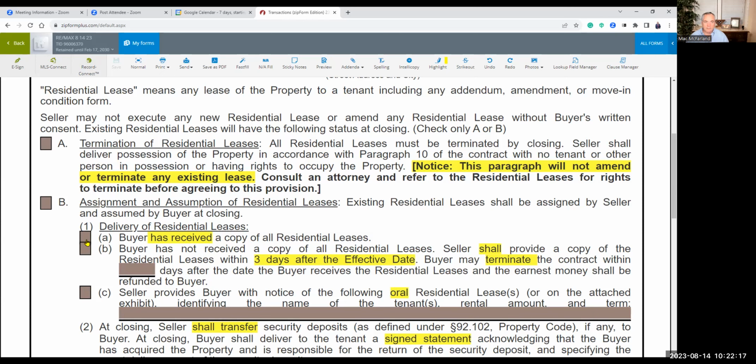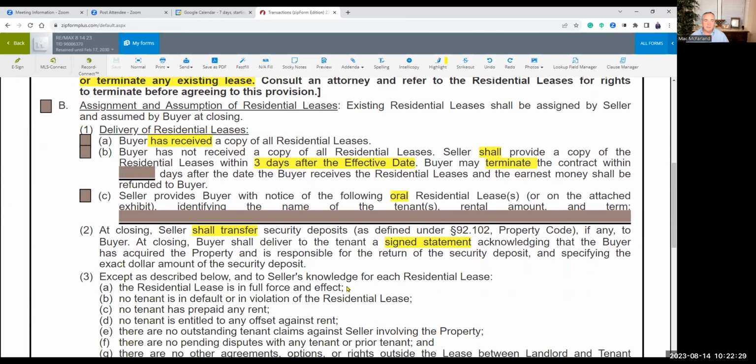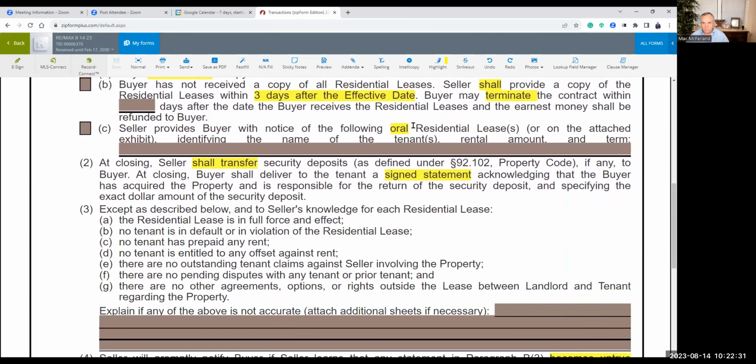All right, then you have the delivery. So they delivered a copy of the leases. That's what this is talking about. And then if they haven't received it, they will get it. And if not, they can terminate. If there is an oral residential lease, we're notifying the buyer of that right here on this paragraph. The seller shall transfer the security deposits. And this is what I was talking about earlier. If we're using the forms, everything's covered here.